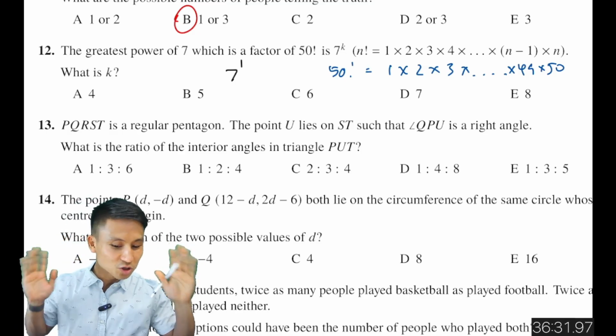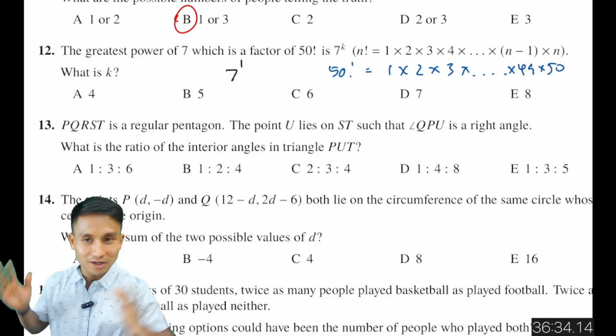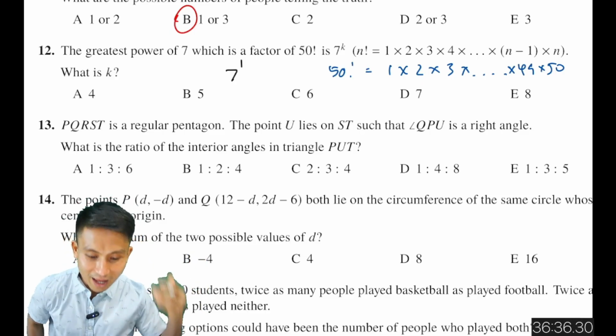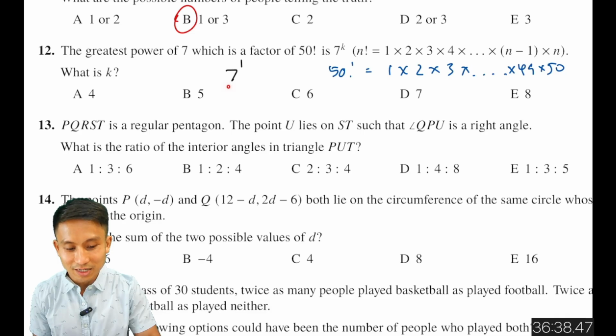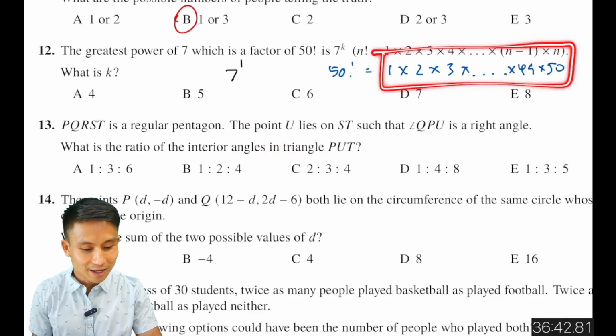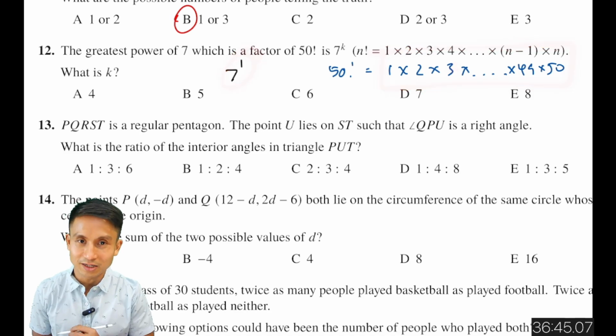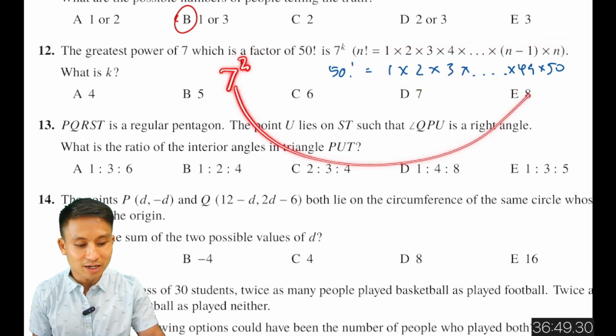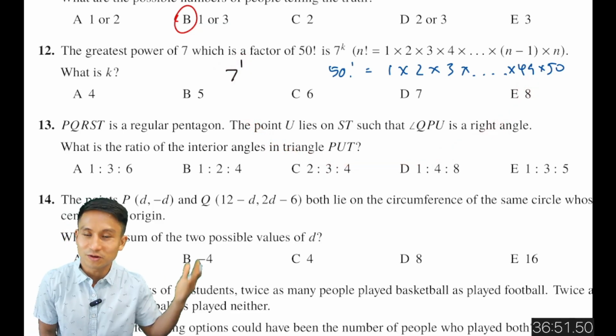Of course, the options don't have 1. The minimum is 4, but let's make it simple first. So if I put 1 in there, that means this must divide this. Does this have a factor of 7 in it? It does, because we have 49 here. And if I put 7 to the 2 here, it can also divide 49. So 1 and 2, of course.